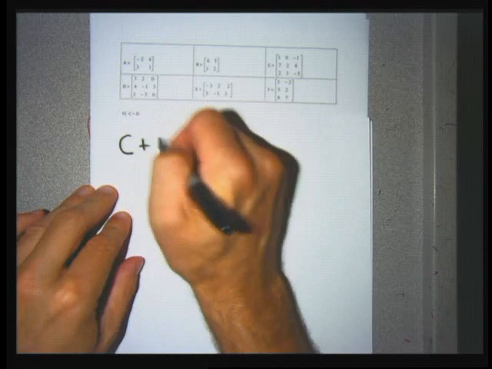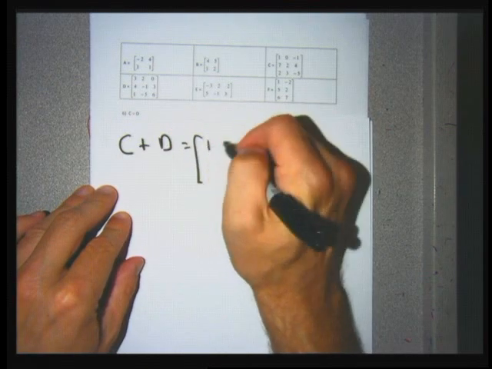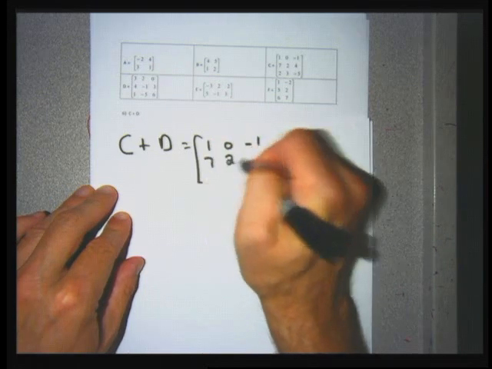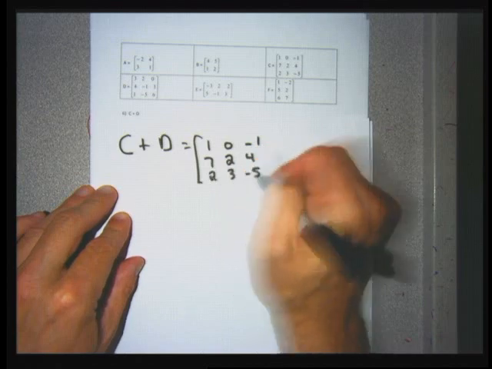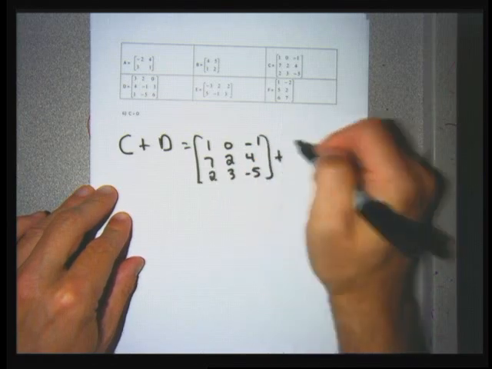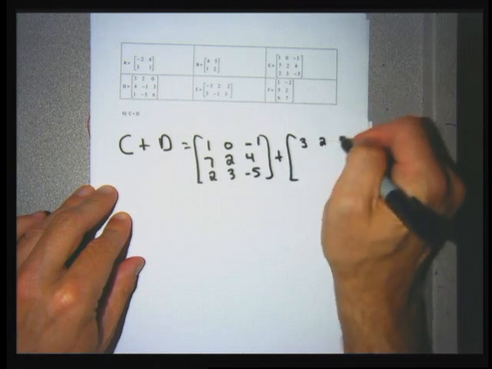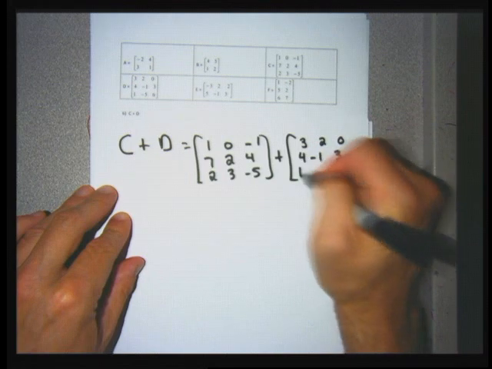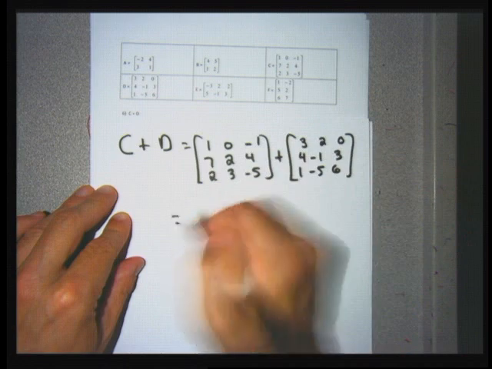plus matrix D, I need to take the matrix C, which is 1, 0, -1, 7, 2, 4, 2, 3, -5, and add it to matrix D, which is 3, 2, 0, 4, -1, 3, 1, -5, 6. Matrix addition, you just add the components.